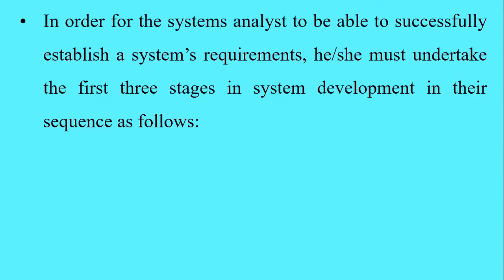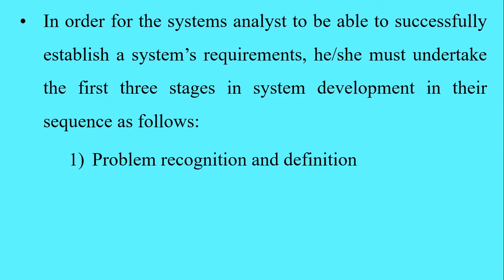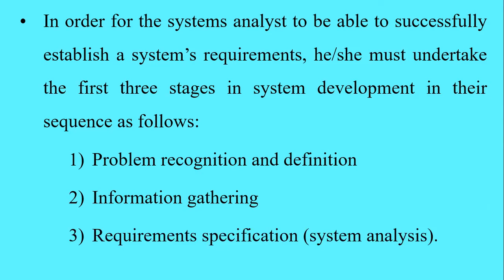In order for the systems analyst to be able to successfully establish a system's requirements, he or she must undertake the first three stages in system development in their sequence as follows. Number one is problem recognition and definition. Number two is information gathering. And number three is requirements specification, which we also call systems analysis.